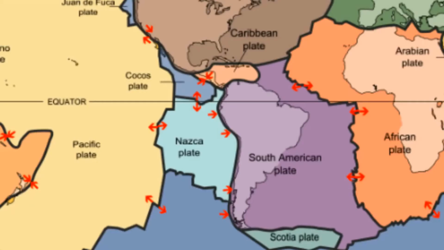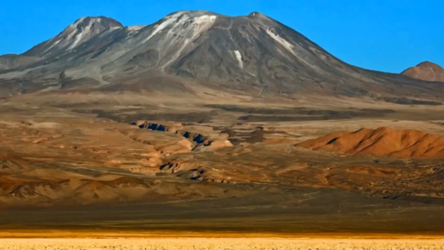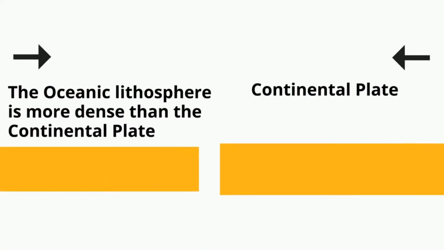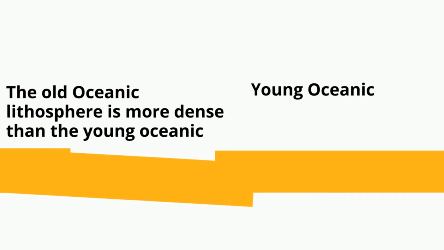An example is when the oceanic Nazca plate subducts underneath the continental South America plate. At this location, the Atacama Trench has been formed in the ocean, and the volcanic mountain Lascar is located on the land. When oceanic lithosphere collides with oceanic lithosphere, a similar event occurs.